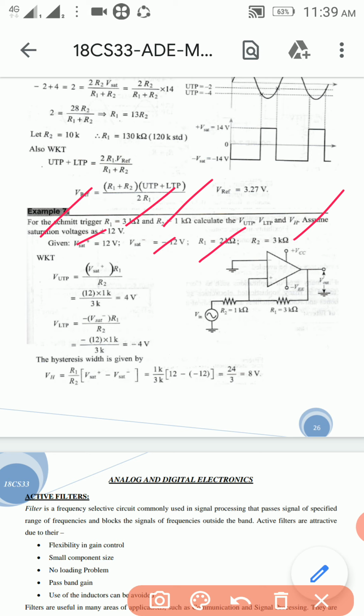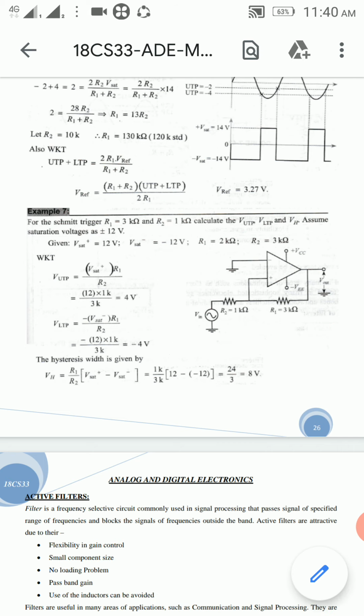So we know the VUTP formula and VLTP formula: VSAT plus into R1 divided by R2, VSAT minus into R1 divided by R2. We know the formula directly, and we substitute the values in this. The hysteresis width is given by VH is equal to VUTP minus VLTP. After subtracting these two, we'll get VH is equal to this value. This is about the problem part.